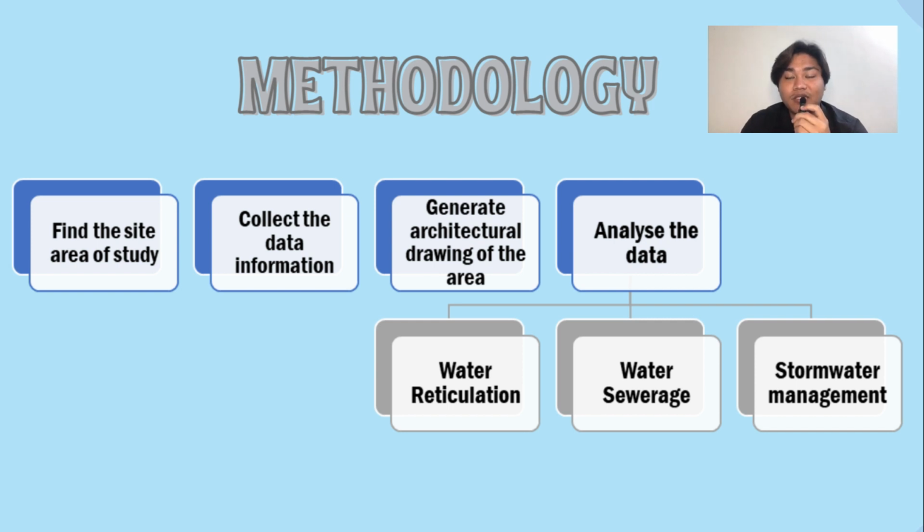Assalamualaikum, my name is Muhammad Daniel Izzuan bin Ahmad Fairuz, and now I will continue the presentation for the methodology. This is our flowchart for the methodology. The process starts with finding the site area of study. Next is collecting the data for the information, and after that we will generate the architectural drawing of the area. The last step is to analyze the data for the water reticulation, water sewerage, and stormwater management.